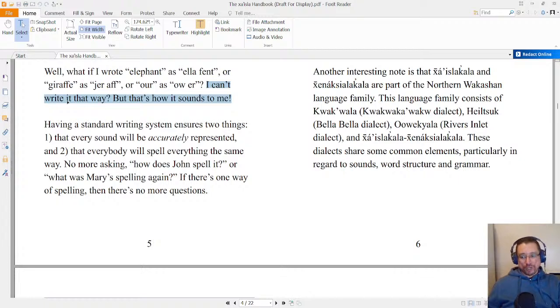Once you start really learning the xa'isla language, you will develop an ear for the language. You'll develop an ear for the unique sounds in the language. You'll be able to differentiate between two different sounds, even if there's just a subtle difference between them. You'll be able to hear it because you will have trained your ear to hear those sounds.